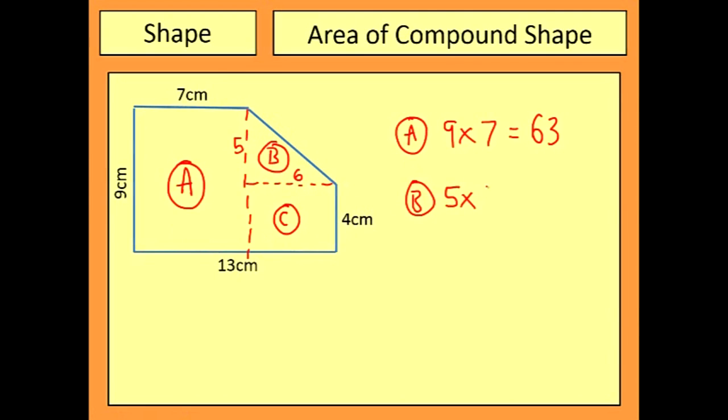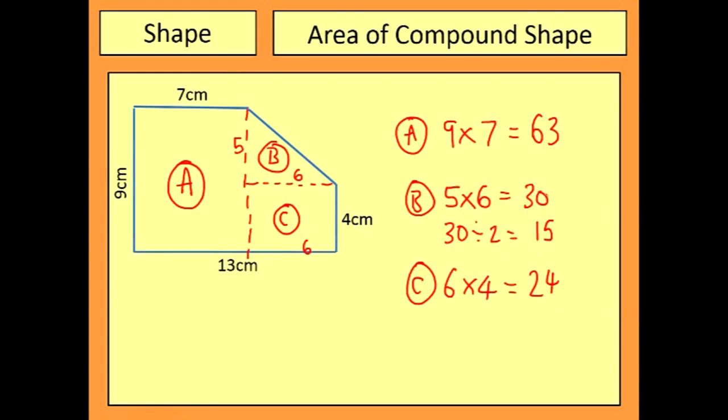So we do 5 times 6, which equals 30, but then we need to half that because it's a triangle, not a rectangle, so 30 halved is 15. So that's shape B done. And then on to shape C finally. Well, we've got a height of 4 here, but we don't have the base along the bottom here. But we do, because it's the same as this 6 here, so that must be 6. So we end up with 6 times 4, which is 24.